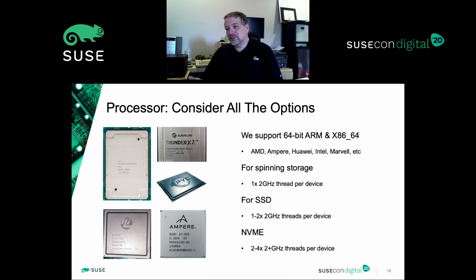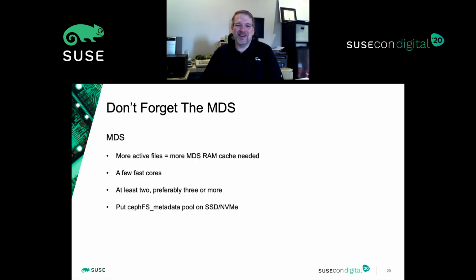So for spinning storage, you need 1 2 gigahertz thread per device. For an SSD, 1 to 2 2 gigahertz threads per device. And for NVMe, 2 to 4 2 gigahertz threads per device. And for NVMe, especially if you can get faster, that's better, because more is always better when you're trying to go faster. Keep that in mind.